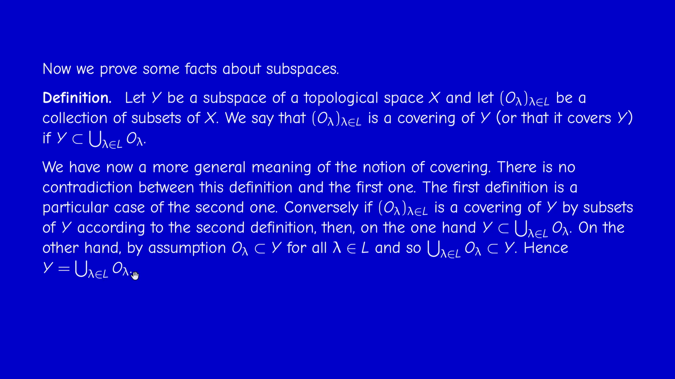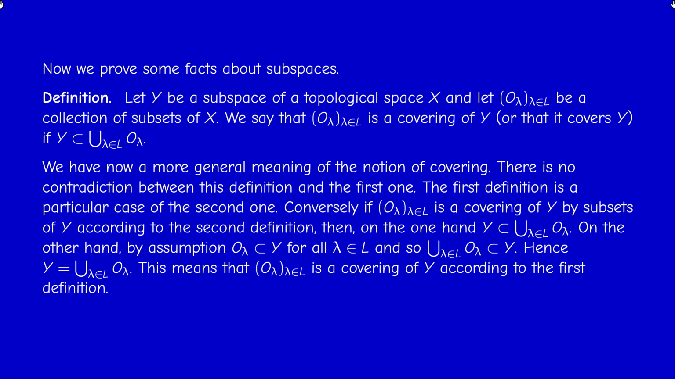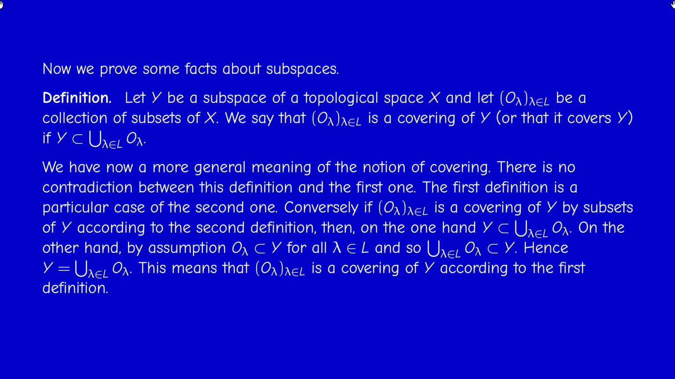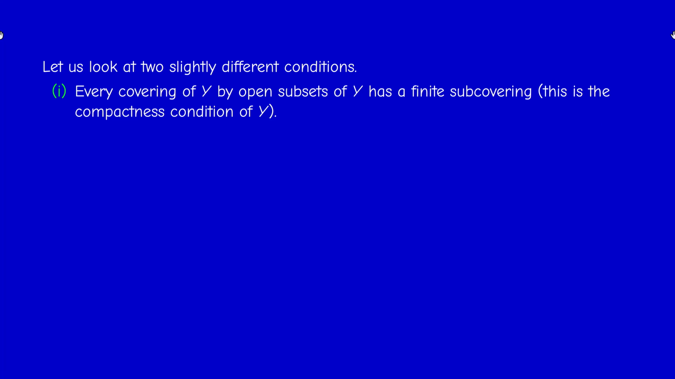So it should be clear from the context what we mean by covering. But covering means that the union contains. And it will be clear later when sometimes we have equality. So this means that there's no contradiction between the two definitions, but we should be precise. We should be precise when we say covering by open sets of X or open sets of Y.